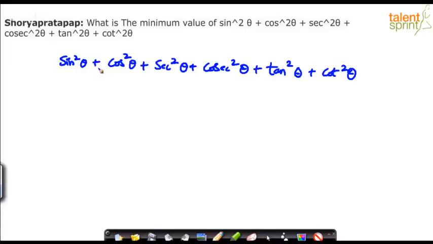So he's asking us to find the minimum value of sine square theta plus cos square theta plus secant square theta plus cosecant square theta plus tan square theta plus cot square theta. Now I can also see Shaurya Pratap asking me, is this a bank doubts clarification session or SSC doubt clarification session? Well, strictly speaking, this is a doubts clarification session for quantitative aptitude for both bank and SSC exam, right?